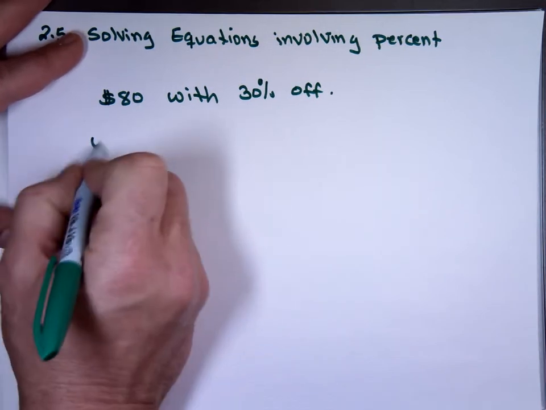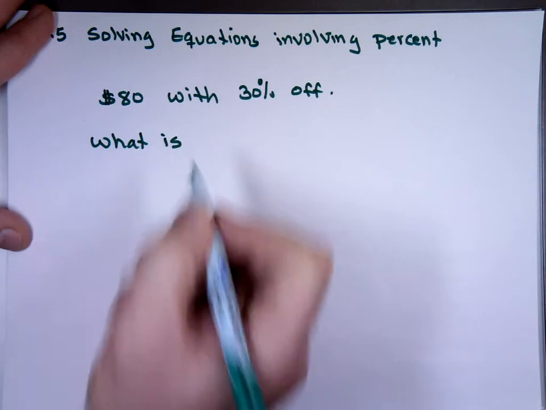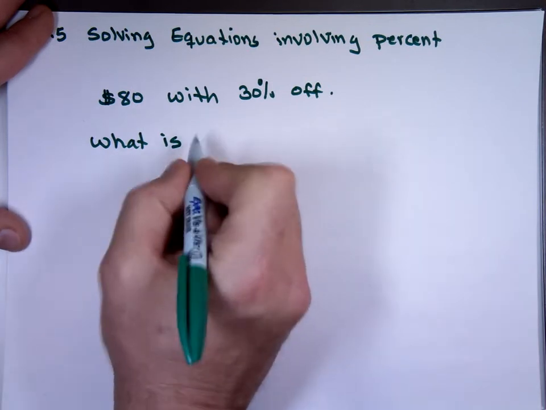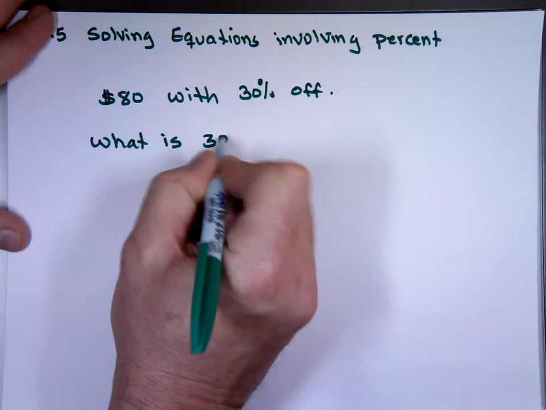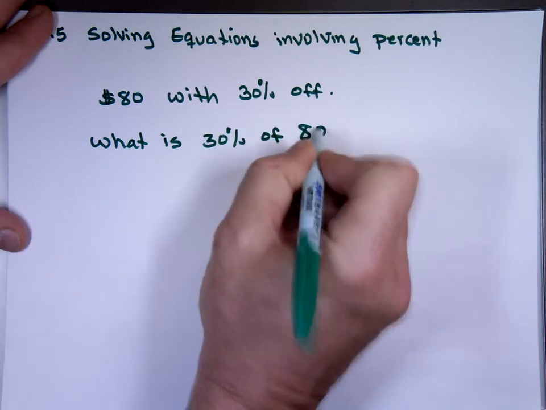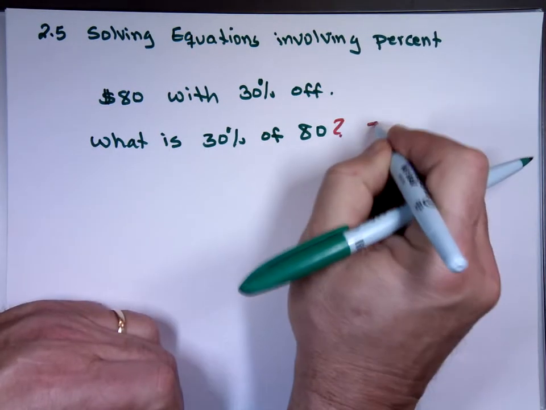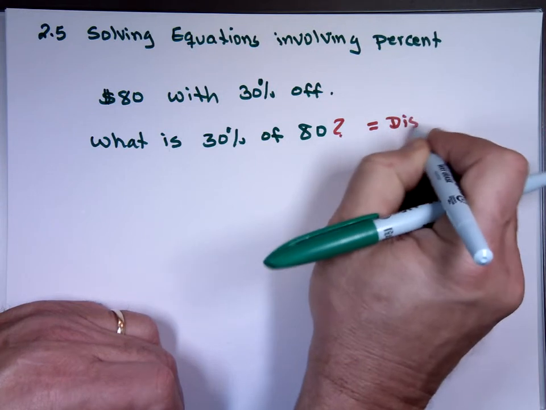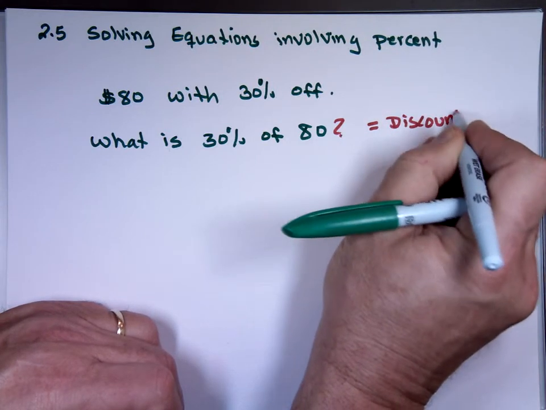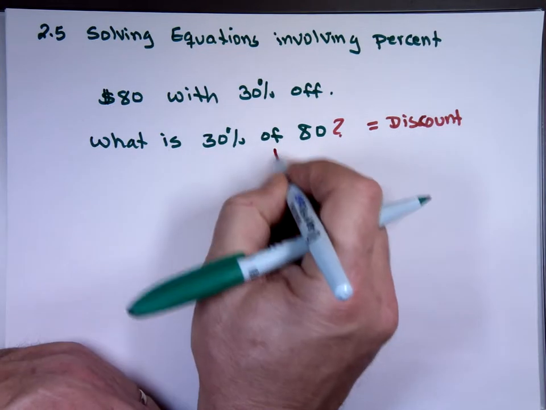The question becomes, if you want to find the discount, what is 30% of 80? That will give me, equals, my discount. So this is really equal to my discount. This is 30% off. If you remember, in math, of means multiplying.